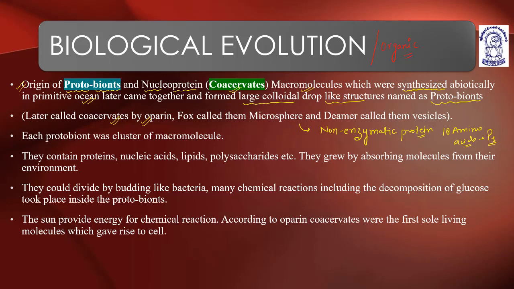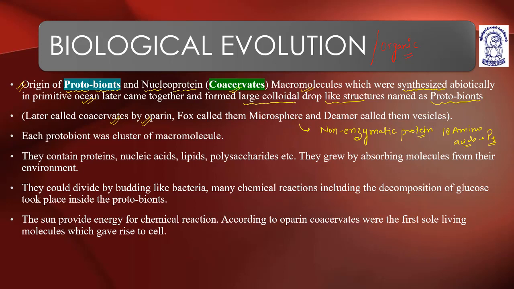Suppose that protein structure is P1. According to Sidney Fox, the non-enzymatic protein basically makes an 18 amino acid structure, which is the first protein which was non-enzymatic. According to Oparin, these protobionts are actually coacervates, and according to Fox, they are microspheres. And according to Dymer, they are known to be vesicles. So, of these three different forms, the coacervates and the microspheres are the most prominent.